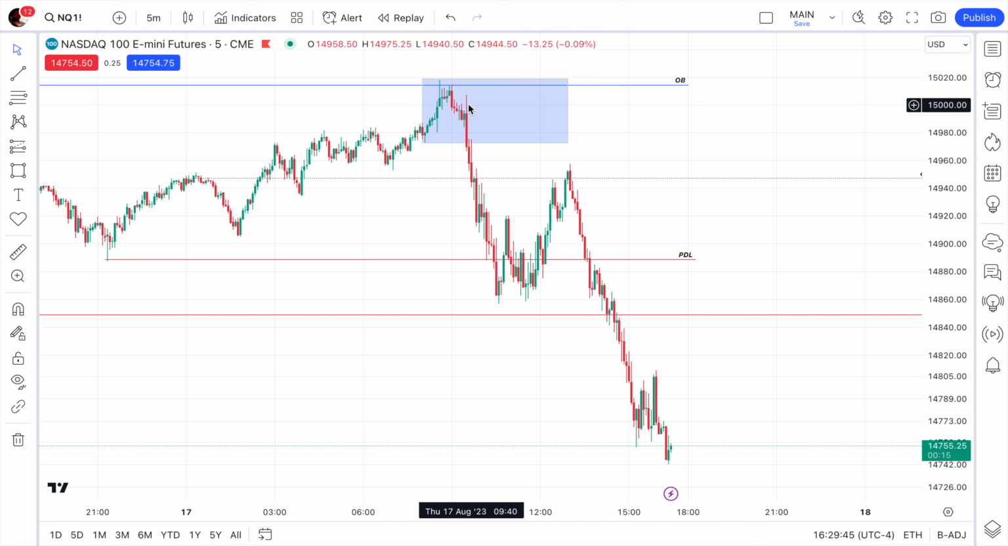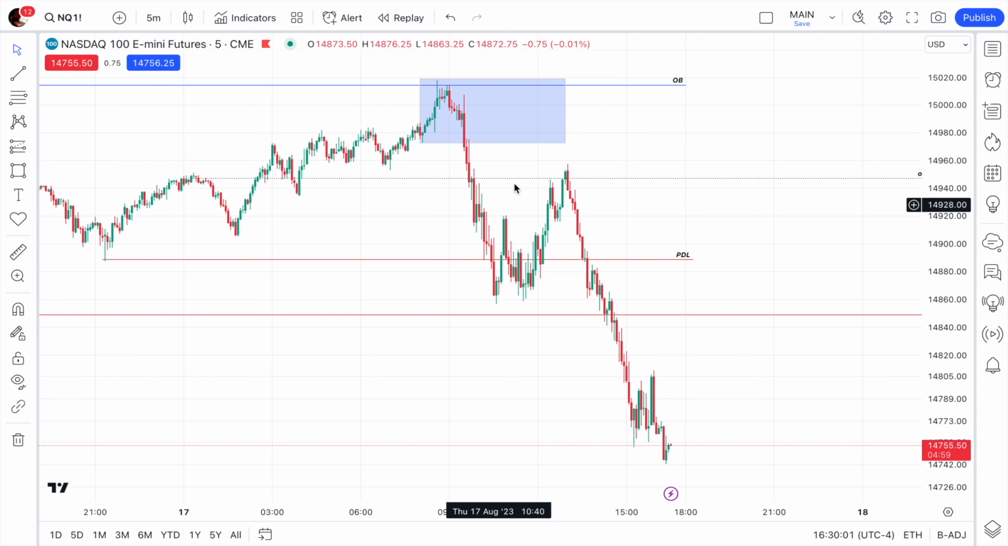So if you look what takes place here, we get our change in the state of delivery below the order block. And then right here we have a breakaway gap. See this? See how it didn't fill that in? Breaks away and leaves it open. So that would be classified as our breakaway gap, which is basically just rocket fuel for us to continue lower.